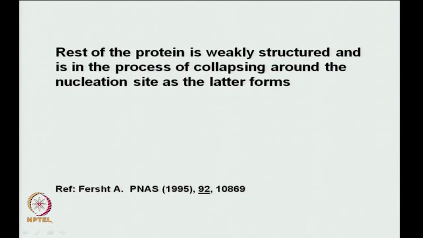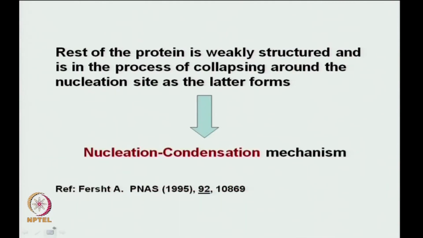So, then the rest of the protein is weakly structured and is in the process of collapsing around the nucleation site as the ladder forms, and I just told you what the nucleation site is. So, this is referred to as the nucleation condensation mechanism. Try to understand the significance of these two words. You are forming a nucleus, a loose nucleus, right, where you do not have fully formed secondary structural elements, and then the whole of the protein is condensing around it, and you put these things together, you have got the nucleation condensation mechanism. So, in that sense, it is a better one than the nucleation mechanism, where we actually do not talk about condensation, but we just imply that this condensation happens.